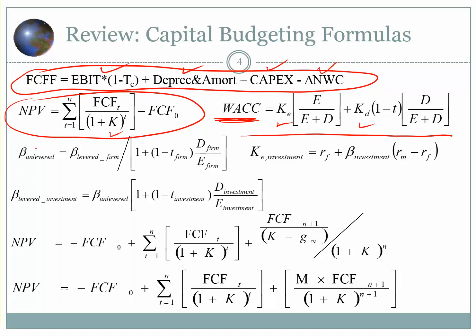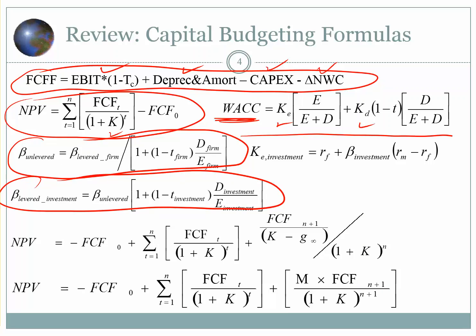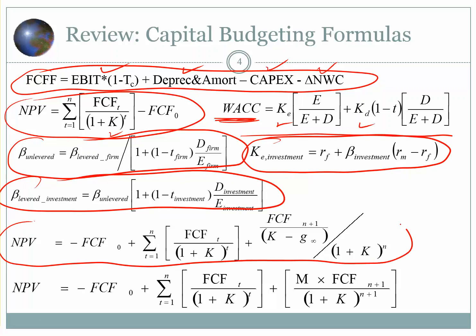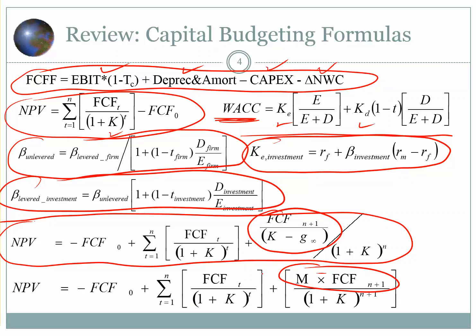If we have to use a different capital structure than the existing firm, we'll unlever the firm's beta and then relever it using these two formulas, plugging the new beta into the CAPM formula. Then we'll calculate the NPV of the project. And if it's an infinite life project, we'll end the NPV either using a growth perpetuity formula or using a free cash flow multiple.